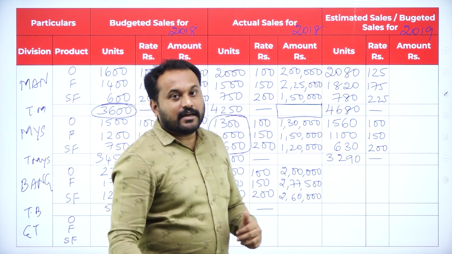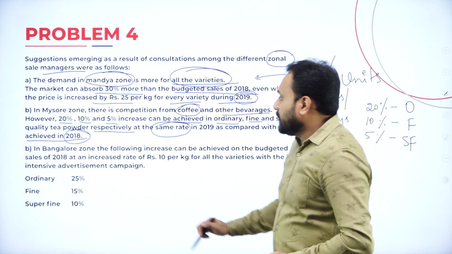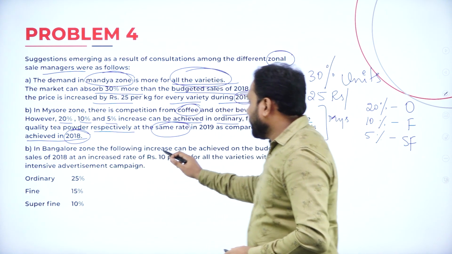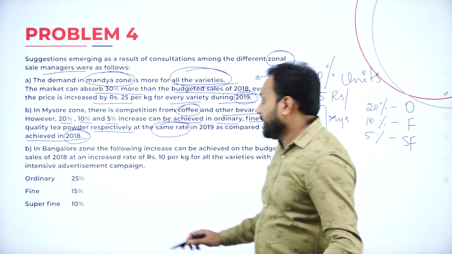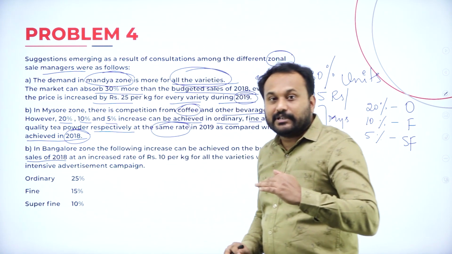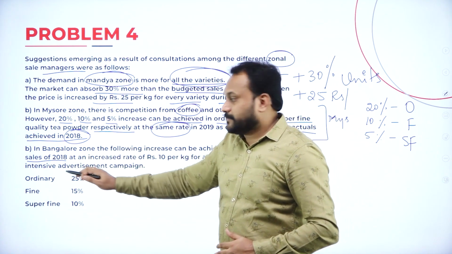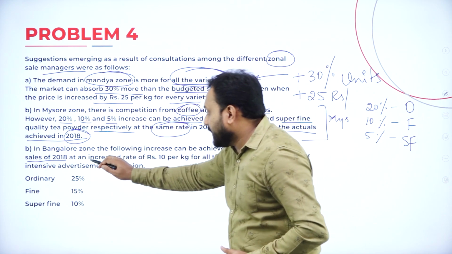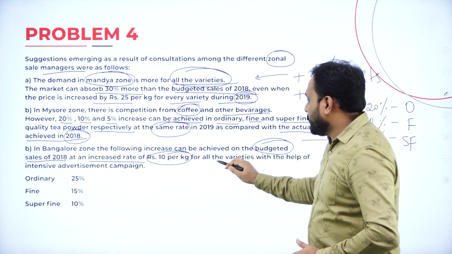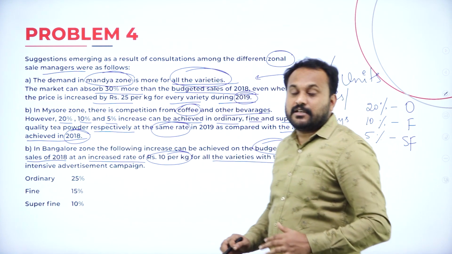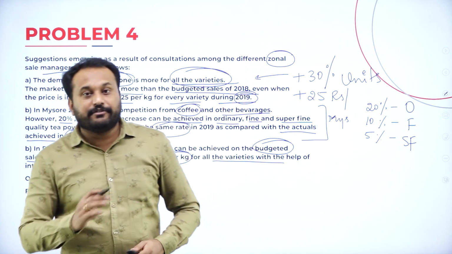The last adjustment, let's check the last adjustment, which is for Bangalore. In the Bangalore zone, the following increase can be achieved on the budgeted sales of 2018. Now they are telling that you are supposed to increase it from budgeted 2018 at an increased rate. The rate is increased by rupees 10 per kg for all varieties.